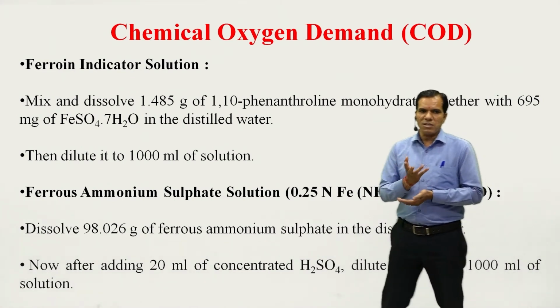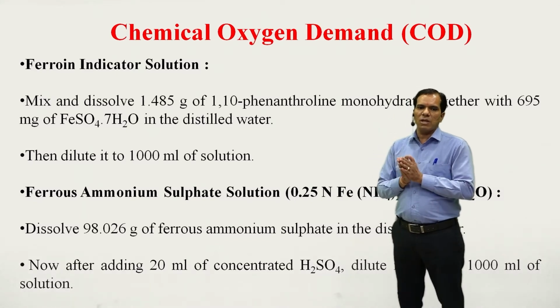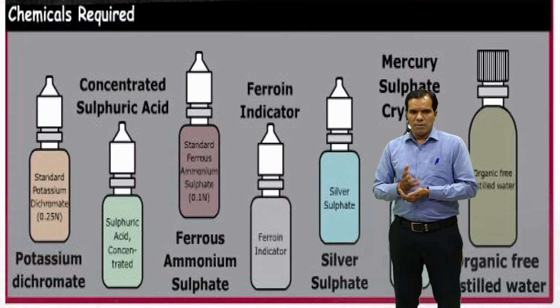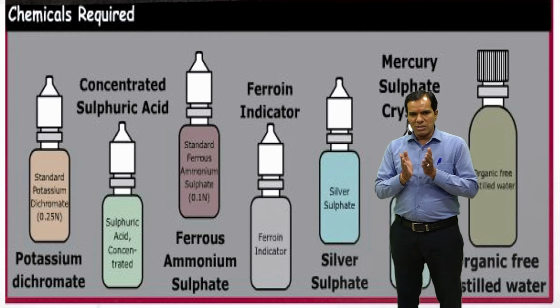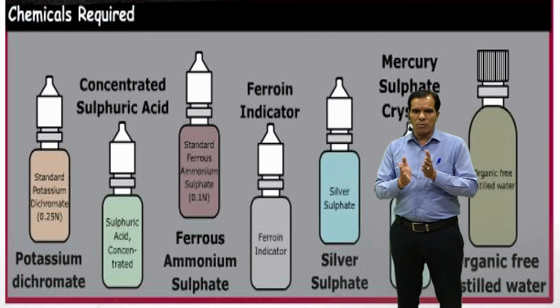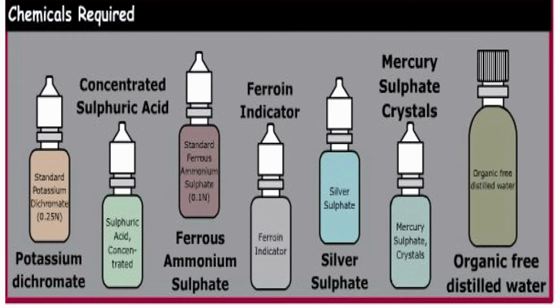Now, what is ferrous ammonium sulfate solution? This is the standard ferrous ammonium sulfate solution, and the concentration of this solution will be 0.25 N. How can we prepare it? Ferrous ammonium sulfate solution can be prepared by weighing 98.026 gram of ferrous ammonium sulfate in distilled water, then adding 20 ml of concentrated H2SO4, and diluting to make 1000 ml of the solution. You can see the various bottles containing different chemicals like potassium dichromate, ferrous ammonium sulfate, concentrated sulfuric acid, Ferroin indicator, mercuric sulfate, silver sulfate, organic free distilled water.